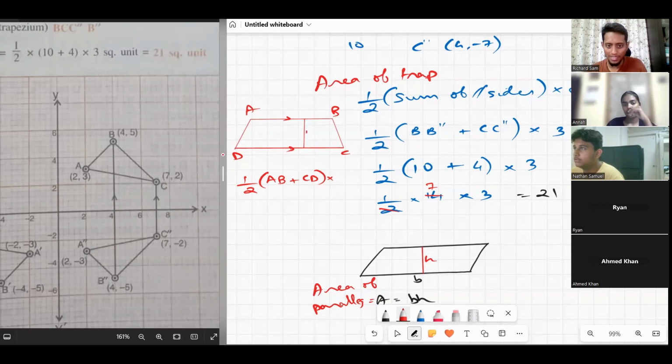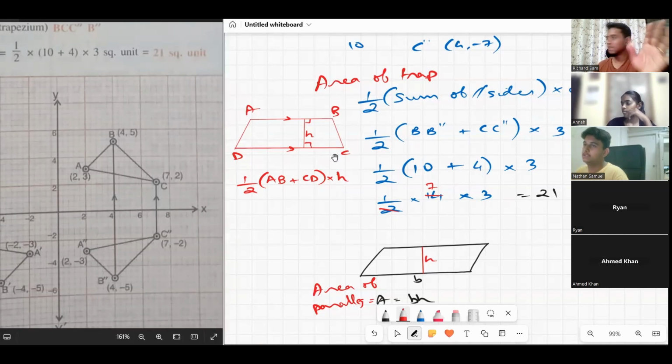So here we'll call it height h. So multiplied by that h. That is a perpendicular distance between the two parallel sides. Is that clear? Everyone clear of this? Yes. Formula how to find area of trapezium?